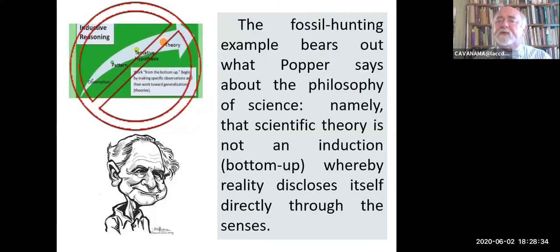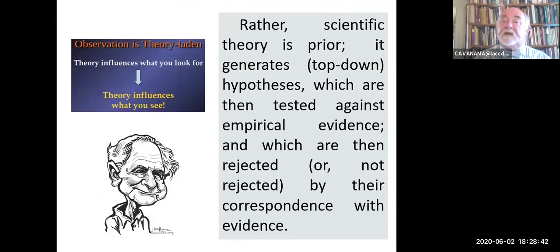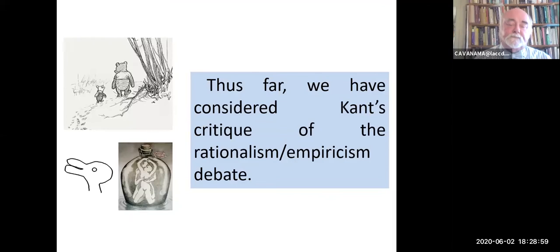And this bears out what Popper says about philosophy of science. Namely, scientific theory is not an induction bottom-up whereby reality discloses itself directly through the senses. Rather, scientific theory is prior. It generates top-down hypotheses which then are tested against empirical evidence, which are then rejected or not rejected according as they correspond or do not to the evidence. And that's something we'll hold that thought. We'll come back to that again in the third problem when we talk about the goals of our knowledge, talking about Popper in some detail.